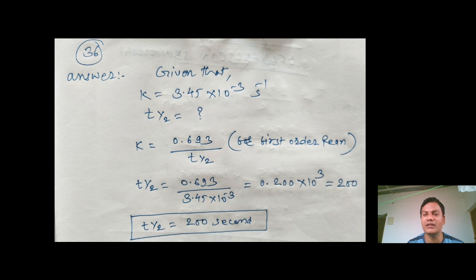So in this way we can calculate the half life period if the rate constant of a first order reaction is given, by using this simple formula. Now we will see the next numerical.